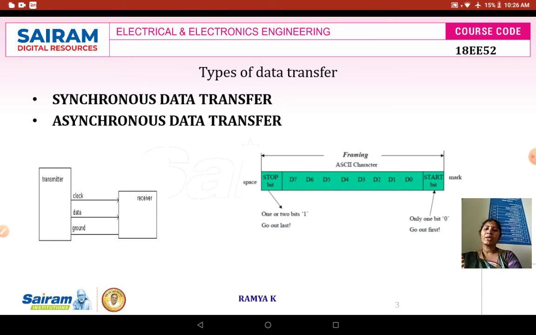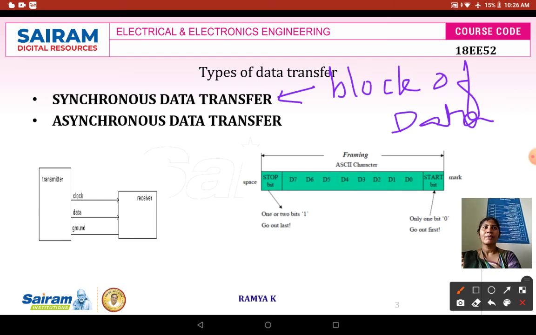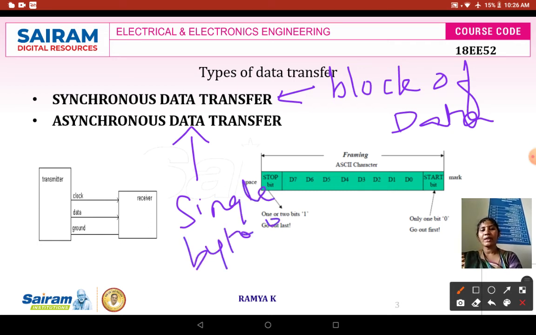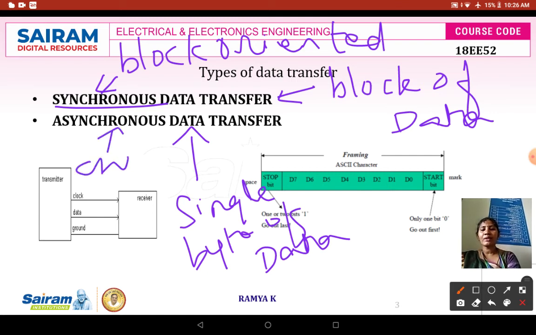In synchronous data transfer, you can transmit a block of data at a time. Whereas here you can transmit only a single byte of data at a time in asynchronous data transfer. That is why synchronous data transfer is called block oriented data transfer, whereas asynchronous data transfer is called character oriented data transfer.